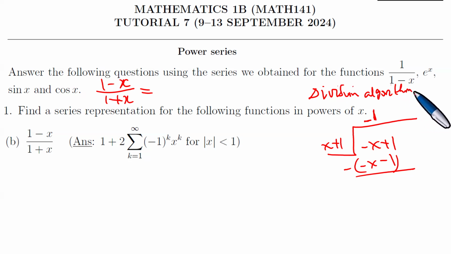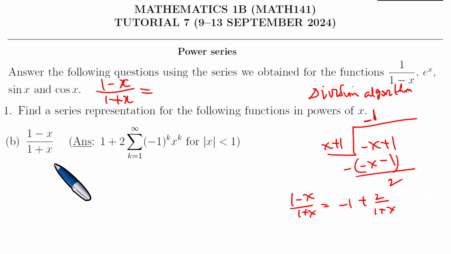So in the division algorithm, you'd have minus x plus x is 0, and then you have 1 plus 1 giving us a 2. What this means is if you divide 1 minus x by 1 plus x, the quotient is -1, the remainder is 2 over 1 plus x. So that in the end, 1 minus x divided by 1 plus x is the same as -1, remainder 2 over 1 plus x.